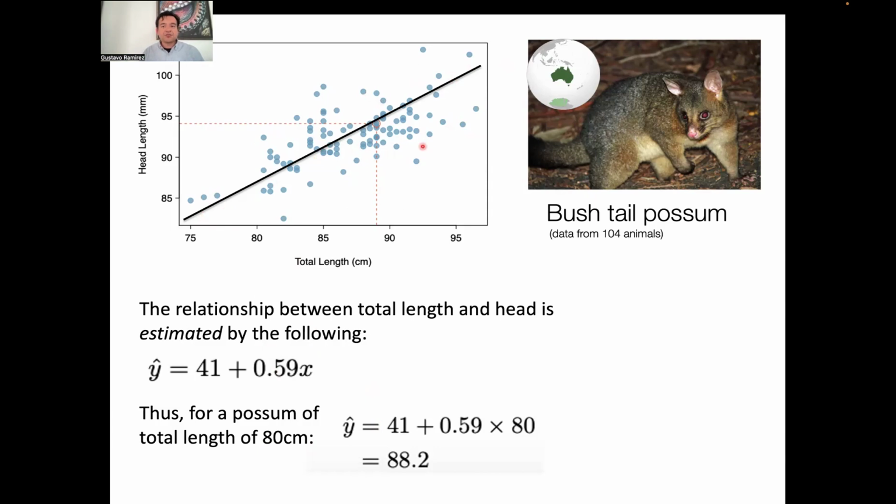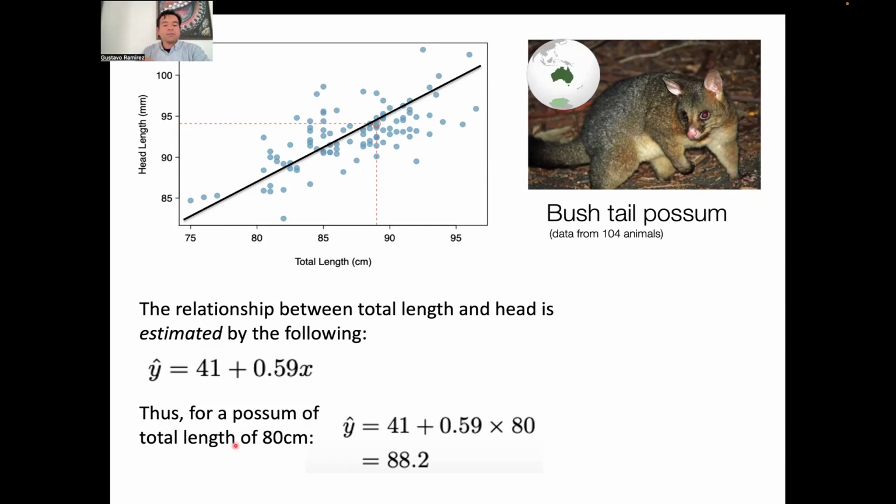Maybe historically there are records of bush-tail possum populations that didn't specifically measure head size, but did measure full animal size. I don't know, maybe 50 or 100 years ago. For whatever reason, they didn't measure the head size. But now that we've got a linear model of the relationship between total body length and head length for the same species, we can go back to data from 50 or 100 years ago and come up with a prediction for what the head length should be, given the body length only. That's what we're looking at now.